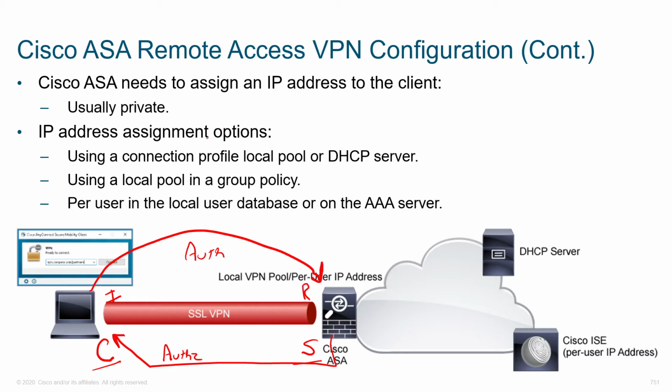So the IP address assignment option could come from a few places. It could be within the connection profile. It could also be through something that kind of looks like a DHCP relay, and that the client needs to get on the network, so the ASA does a DHCP request on behalf of the client, gets that IP address, and then passes it back to the user. Alternatively, you could have a local pool in the group policy.